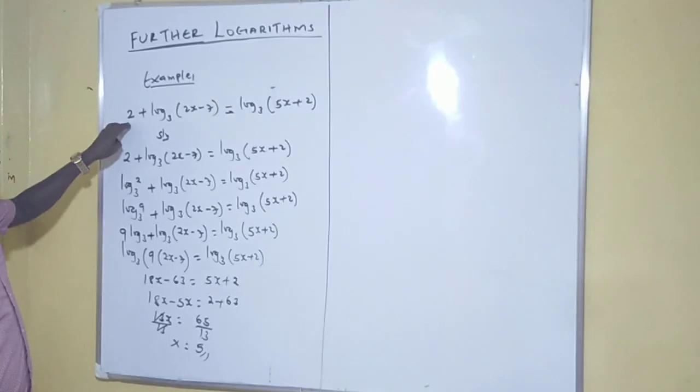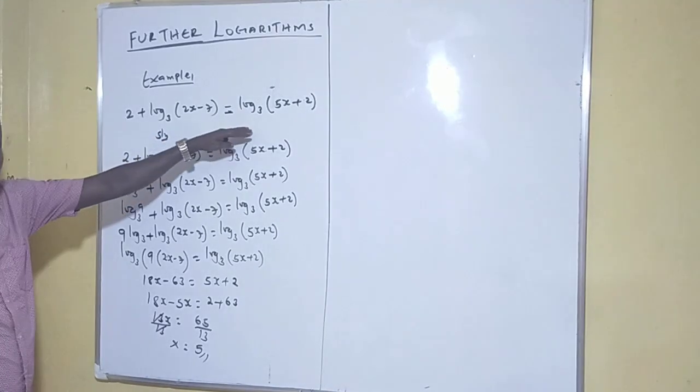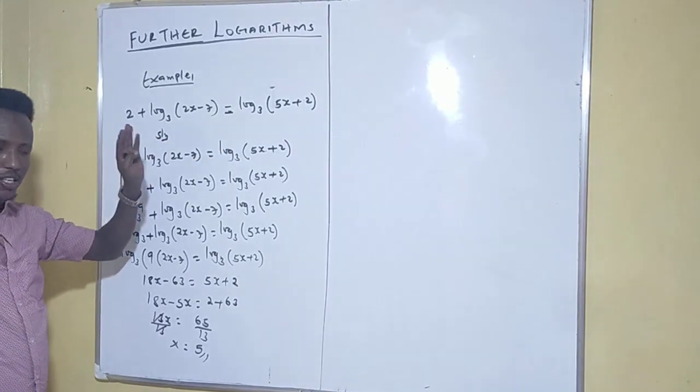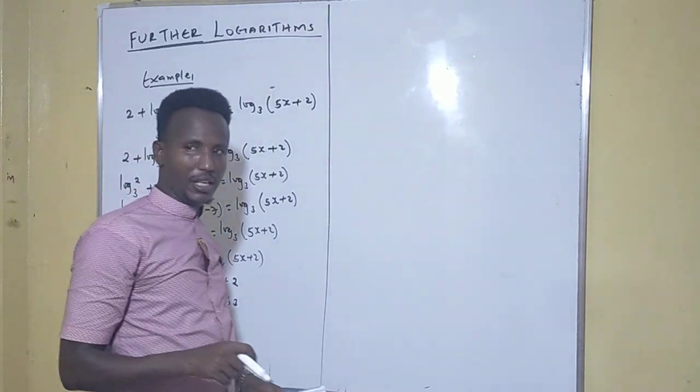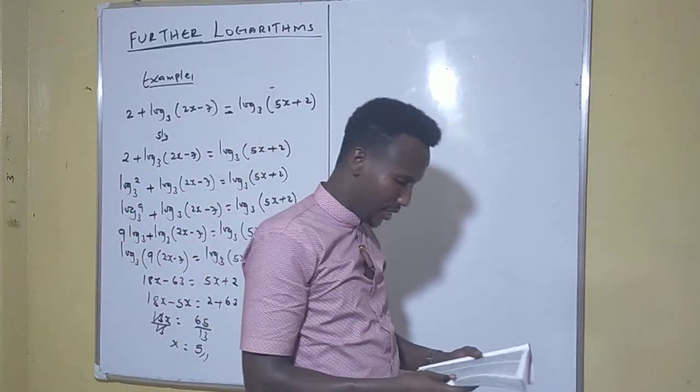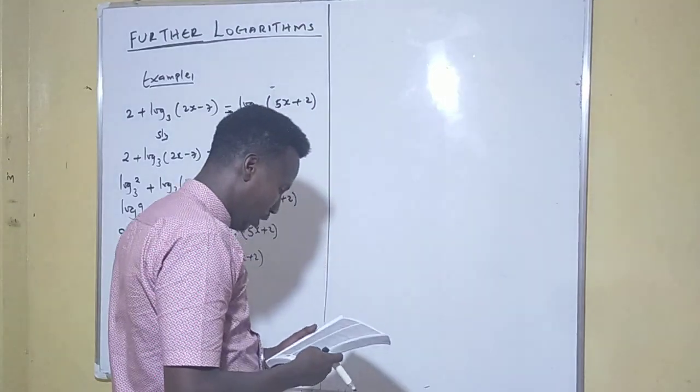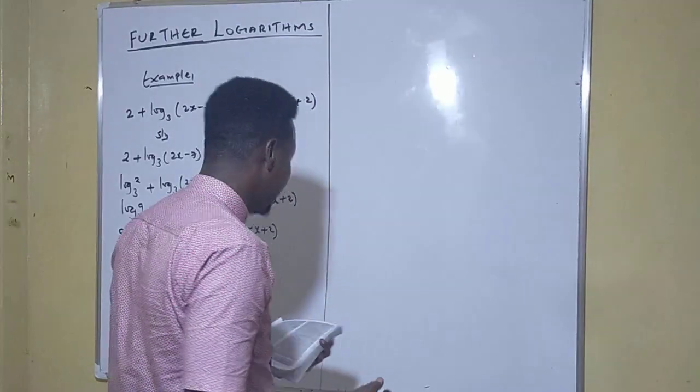Understand? If you have a whole number, it has to agree with this law, log base 3. So you introduce log base 3, and then that number will be your power. Just understand that, and that will be the final answer.